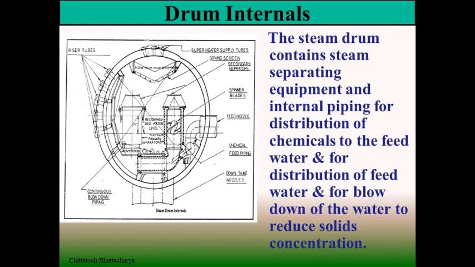We have arrangements to separate steam from water when the water-steam mixture is coming inside the drum from the water walls, and there are other components like chemical dosing nozzles and piping, feed water nozzles, and arrangements of blow down to remove the suspended solids, foam, and froth from the drum water.